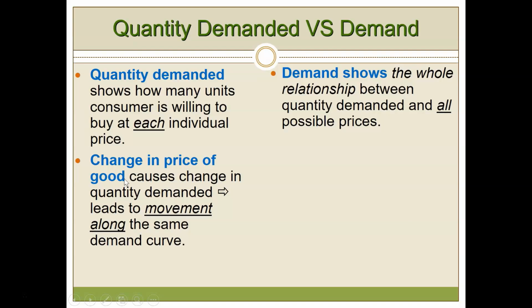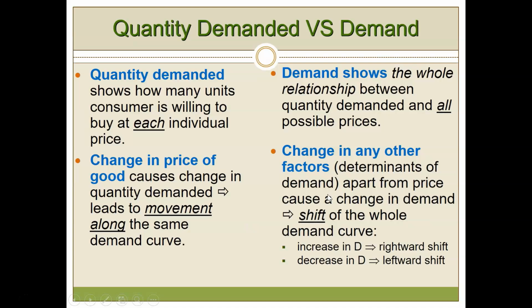Change in the price of a good will cause change in the quantity demanded and will lead to a movement along the same demand curve. So when the price of a good changes, there will be change in the quantity. For each price, there will be a separate quantity. When price changes, quantity will change as well. As a result, we'll move along the same demand curve, up or down. While when we experience the change in demand itself, in the whole demand relationship, we'll experience the shift in the demand curve. And this will happen when there will be change in any other factor apart from the price of our product.